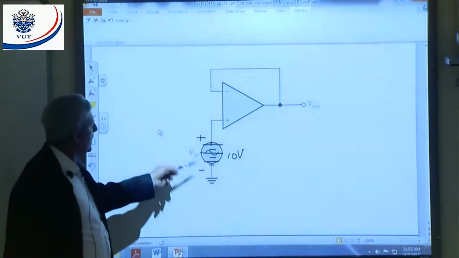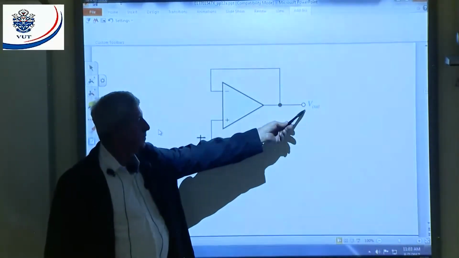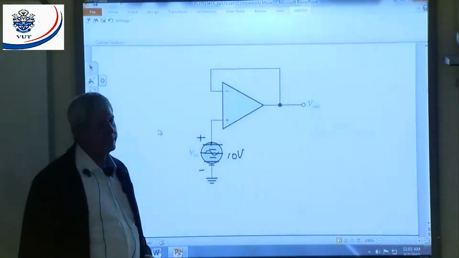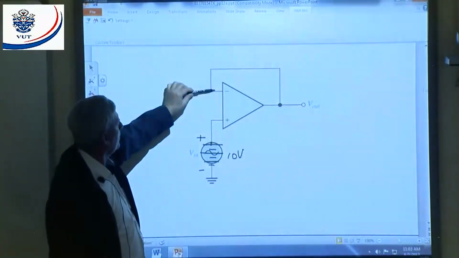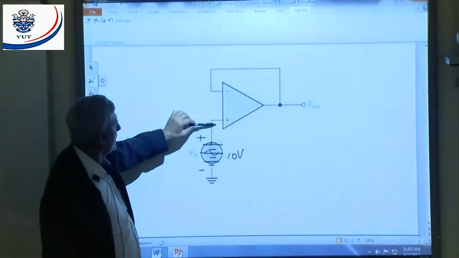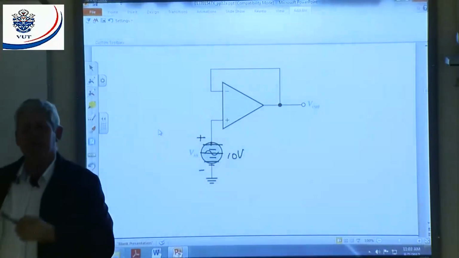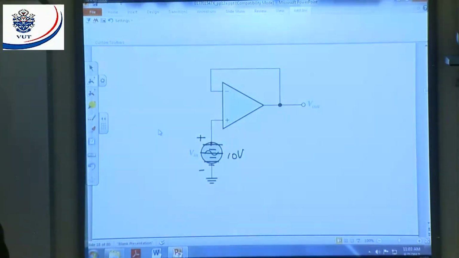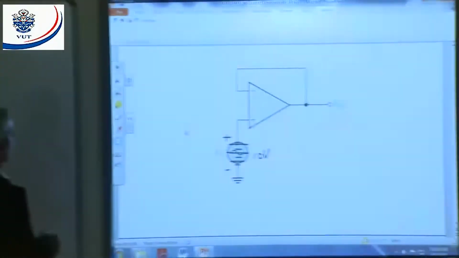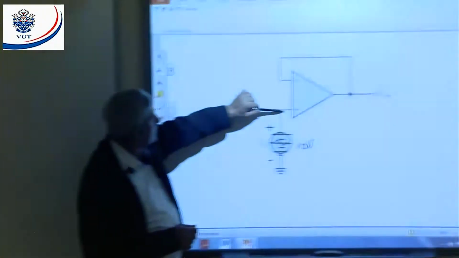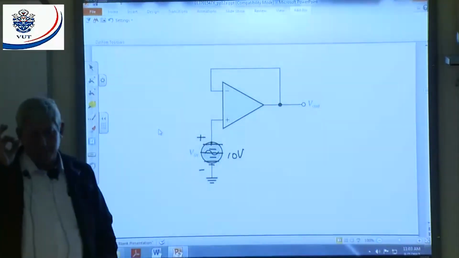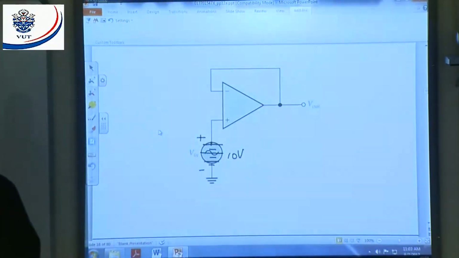Now, when I apply this, the output should be 0. But the instant I apply this plus 10 volts, what will the op-amp sense? Here I got 0 volts, here I got plus 10 volts. What will the differential amplifier sense? It will sense an unbalance, and it will do certain adjustments to rectify that unbalance. The op-amp will try to make this voltage difference equal to 0.